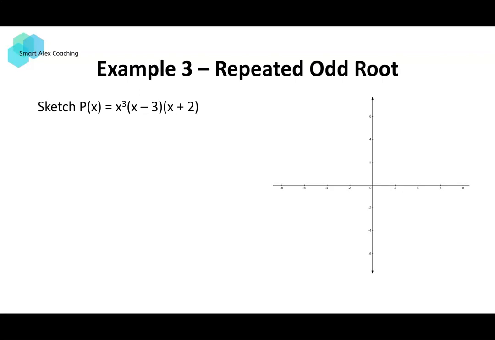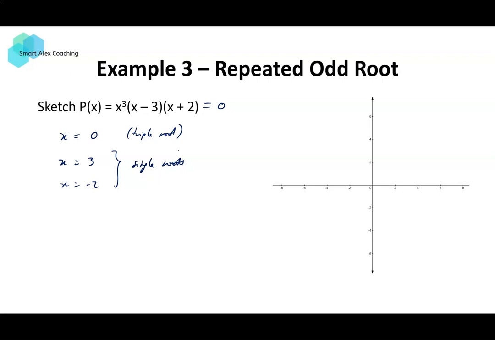In example 3, I now have a repeated odd root. Equating p of x to 0, I'm going to get roots at x is equal to 0. This is a triple root. And I'm going to get a kink in the diagram. And at x is equal to 3 and x is equal to minus 2, these are the single roots.